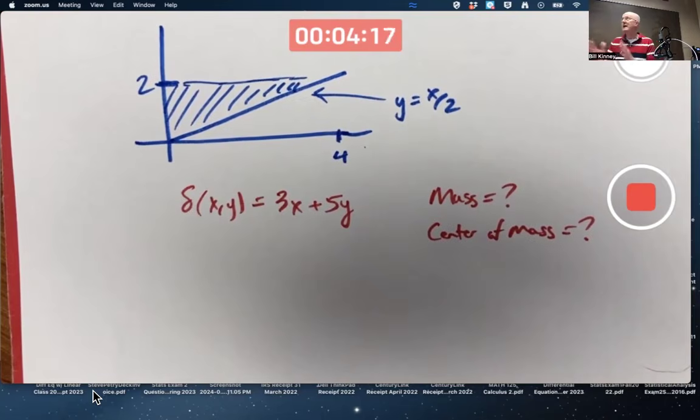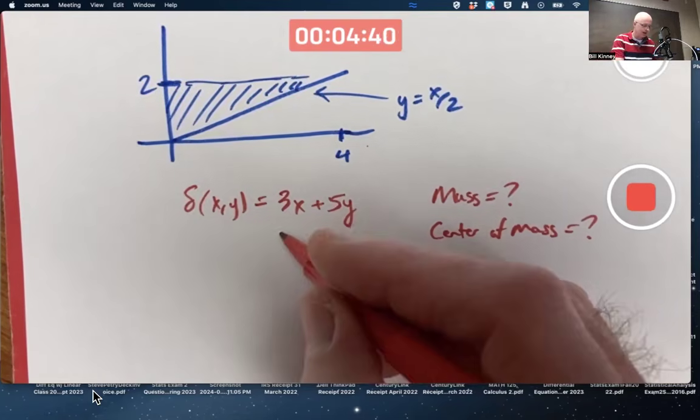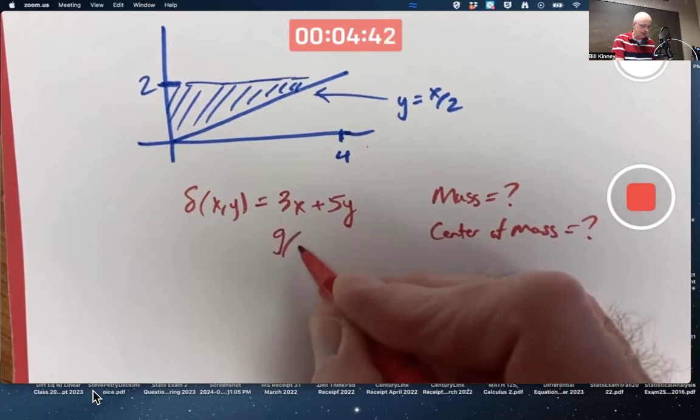In Calc 1, or Calc 2, I should say, your density function often varies only depending on x or y, and you slice the object into thin strips, either with thin vertical slices at effectively constant values of x, or thin horizontal slices at effectively constant values of y. But here our density function varies with both x and y. And by the way, its units would be in units of mass per unit of area.